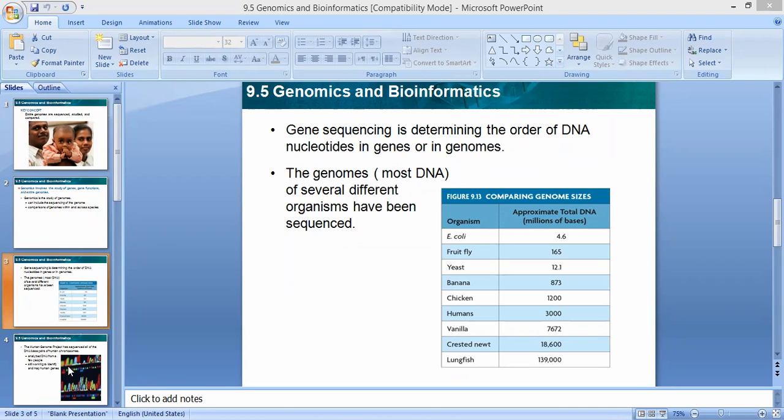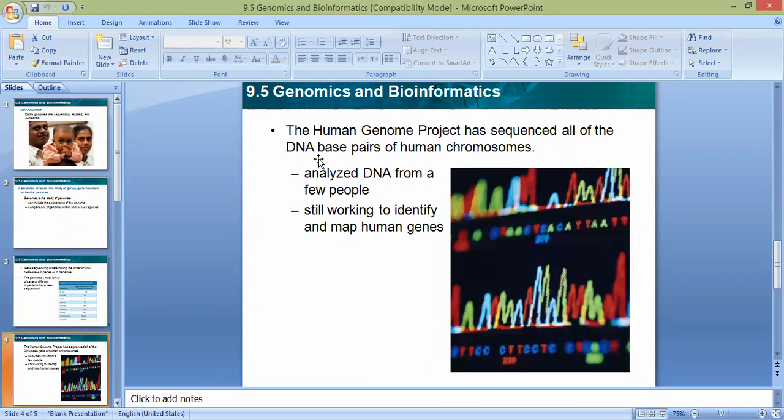Now I have another thing also used here. I have the Genome Project. This sequenced all of the DNA base parts of the human chromosomes. And we are still working to identify and map the human genes.